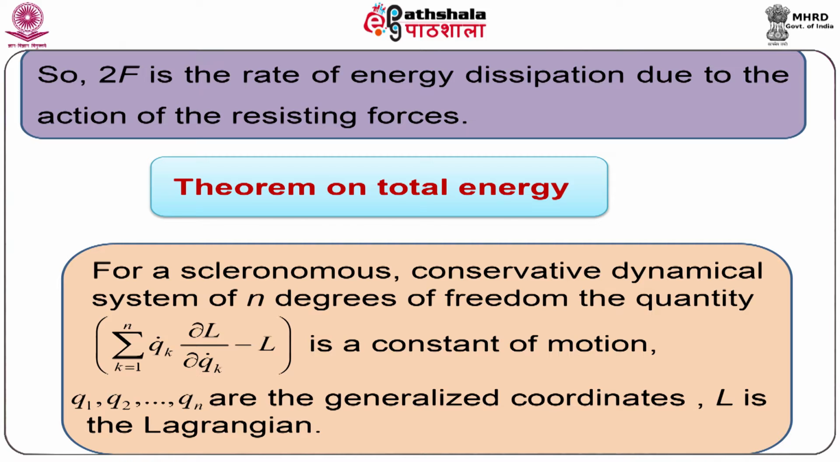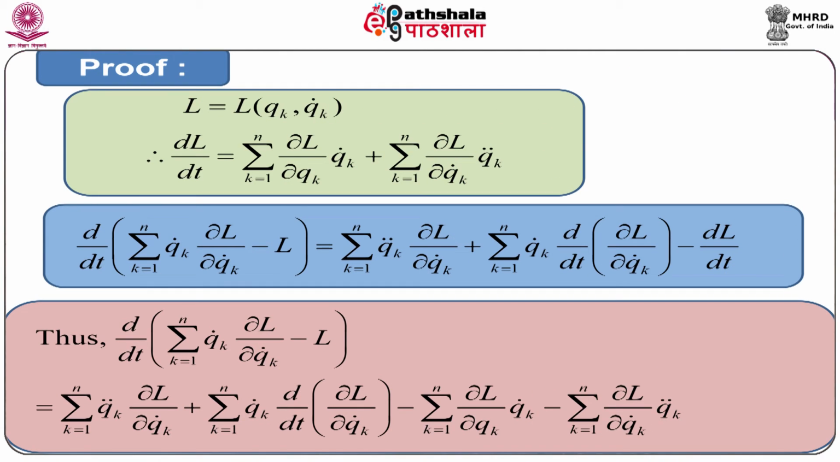By a scleronomous system, we mean that the system is independent of time t. As the system is conservative, the mechanical energy remains constant. There are n degrees of freedom, so the generalized coordinates q1, q2 up to qn are sufficient to specify the position of the dynamical system completely. Let us prove this theorem.